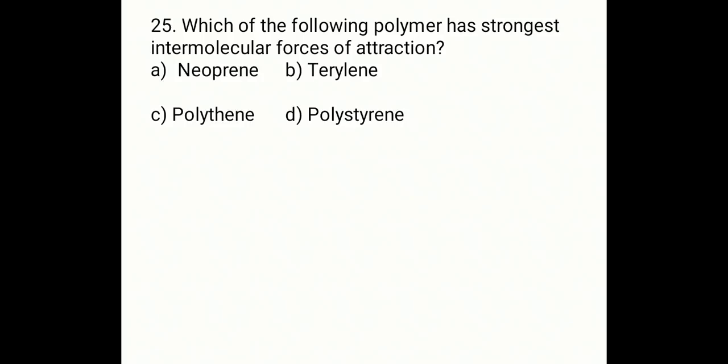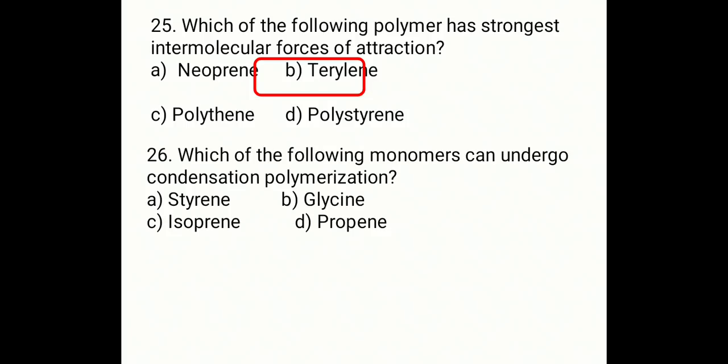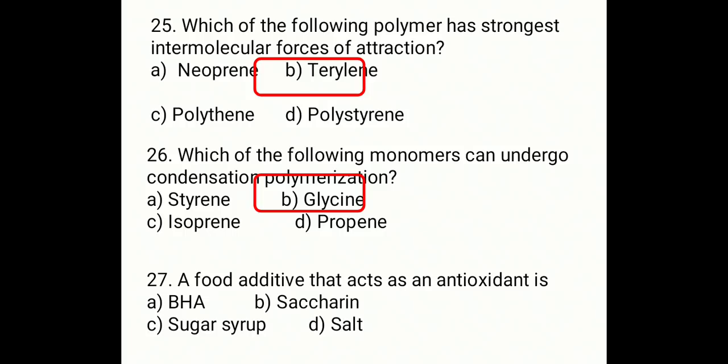Then, which of the following polymers has the strongest intermolecular force of attraction? It is also a factual question. Remember, you have to remember this as Terylene. So B is the answer. Which of the following monomers can undergo condensation polymerization? Glycine, because in condensation a water molecule should go out. So styrene, isoprene or propene is not possible. So glycine is the answer. A food additive that acts as an antioxidant, that is BHA. So BHA, remember, acts as a food additive antioxidant. That is, A is the answer.